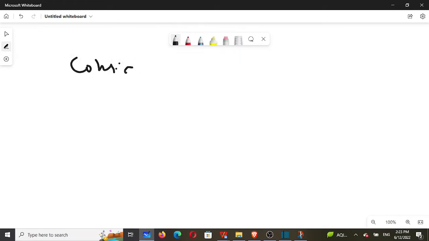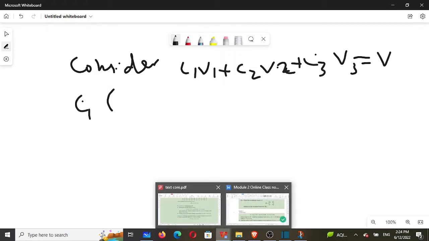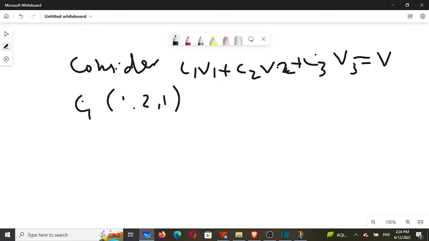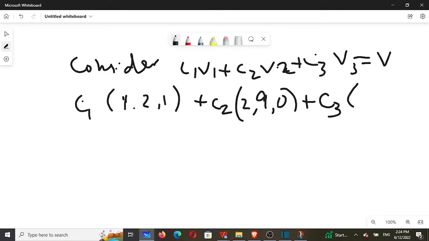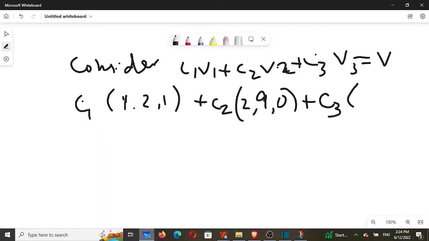Consider C1 V1 plus C2 V2 plus C3 V3 equal to V, where V1 is equal to (1, 2, 1), V2 equal to (2, 9, 0), V3 equal to (3, 3, 4) and V equal to (5, -1, 9). So C1 (1, 2, 1) plus C2 (2, 9, 0) plus C3 (3, 3, 4) is equal to (5, -1, 9).